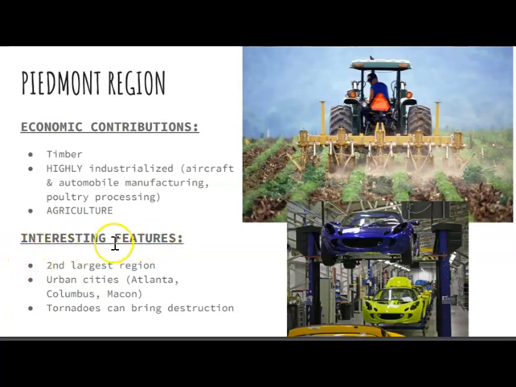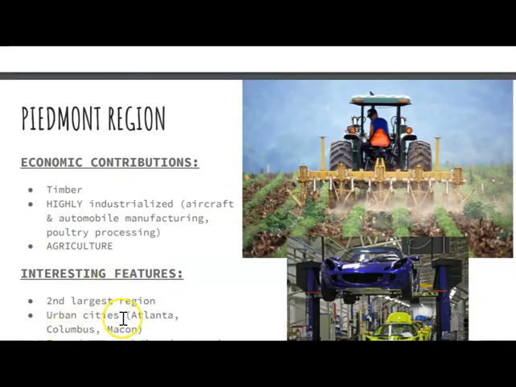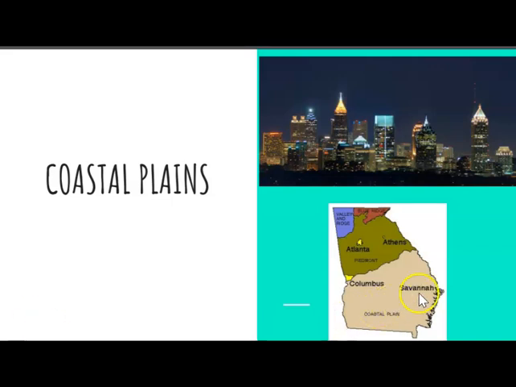And then interesting features, it is the second largest region, and some urban cities are Atlanta, Columbus, and Macon. And in the slide, 2 slides before that big picture of that beautiful skyline, that was a picture of Atlanta. So the next region we're going to talk about is right down here. It is the largest region that you see, and it is called the Coastal Plains. So notice there is still the picture of Atlanta that we saw before. I want you to think about why that is.